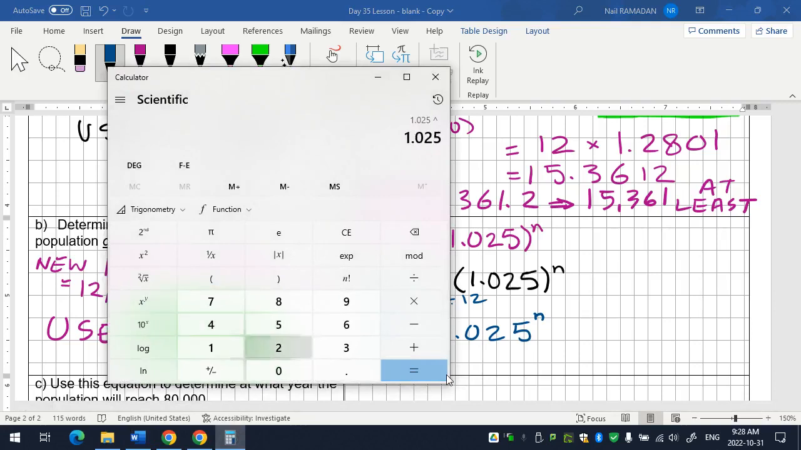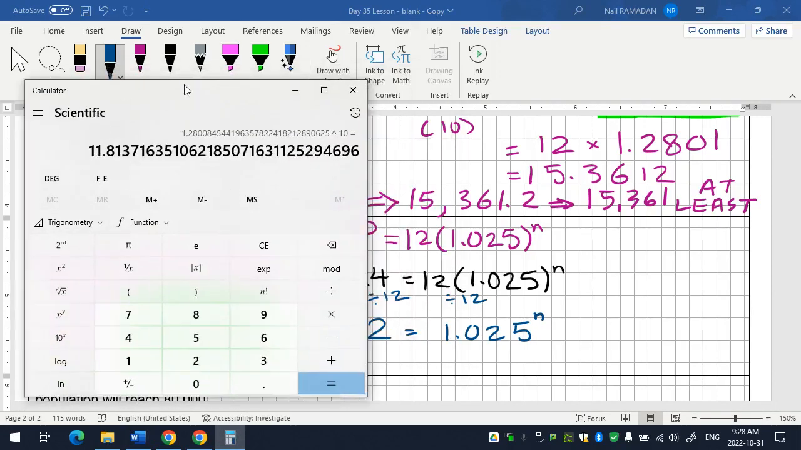1.025 to the power of 10. What did I get? 1.28. I need to get how much? I need to get how much? Okay, so 10 was good, but I need still to go what? Lower or higher? I need to go higher.